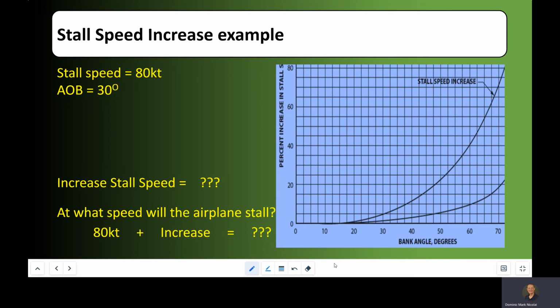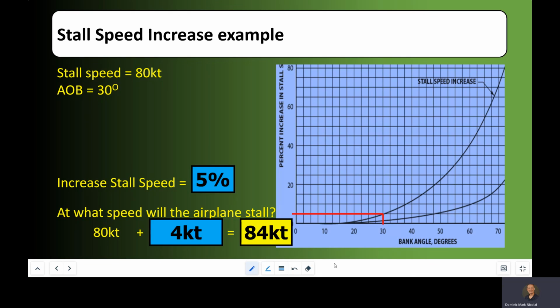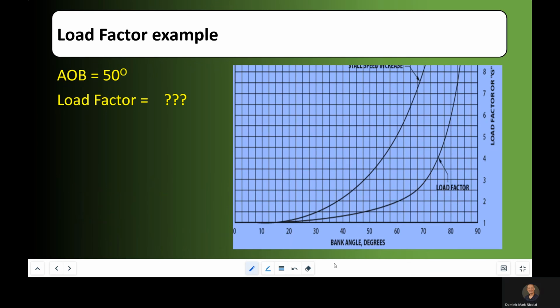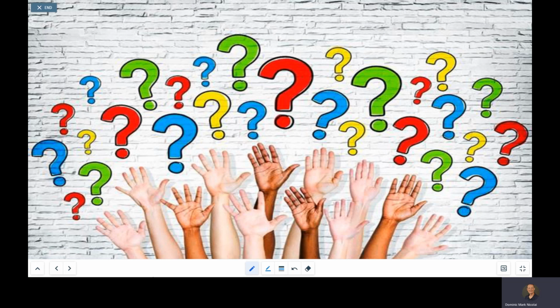All right, so just an example of that. 80 knots, if we have a 30-degree bank angle, our increase in stall speed, we start at the bottom, 30 degrees, move up to the correct curve, and over to the left, we see a 5% increase in stall speed. That equates to 4 knots increase, and 84 knots would be the answer. So there we go. A couple different examples for you. See if you have any questions.